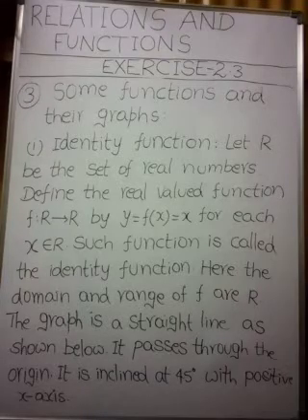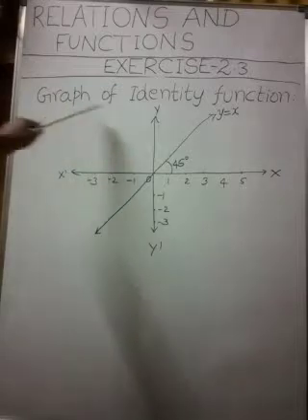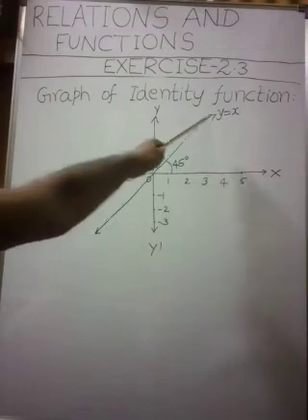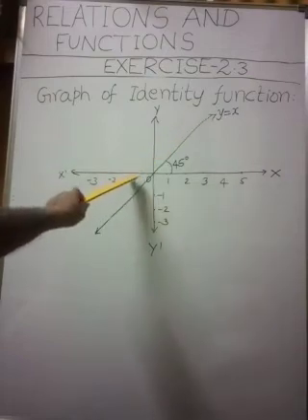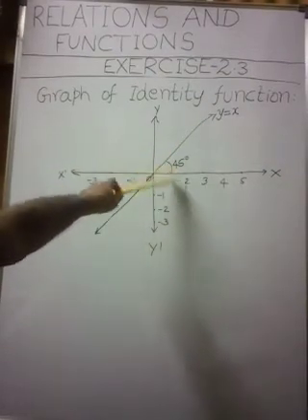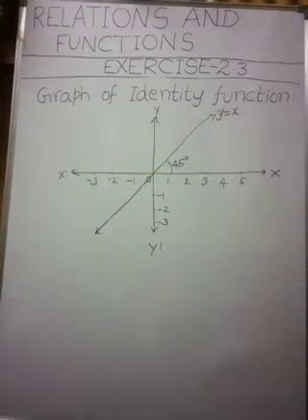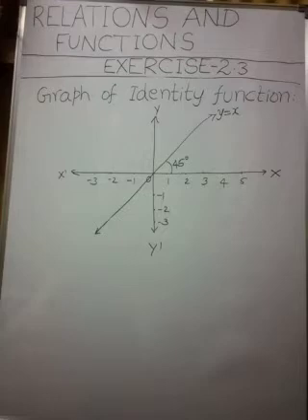Okay, my dear children? Right. So this is the graph of the identity function. This is a straight line. It is passing through the origin and it is making an angle of 45 degrees with positive x-axis. Okay, my dear children, remember these points: the definition of an identity function and the graph of an identity function. This knowledge will be useful in your future also.